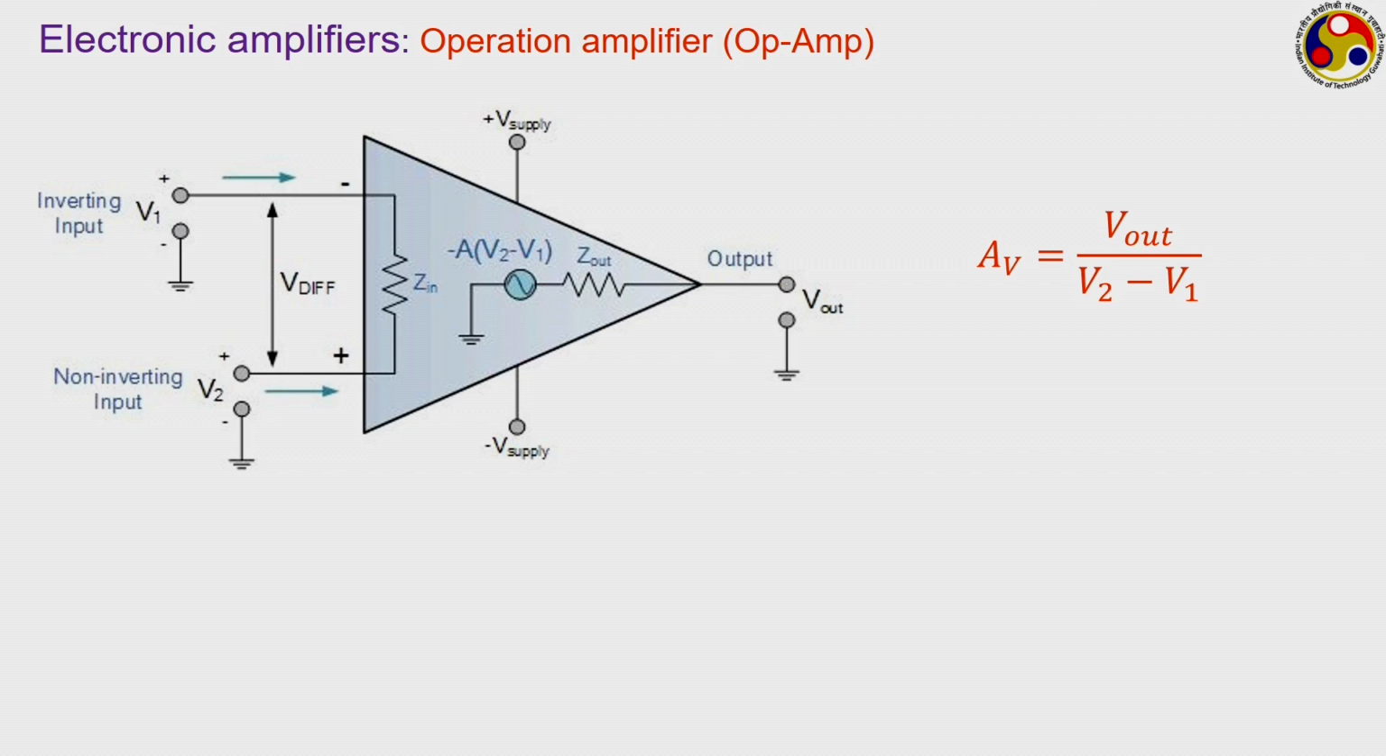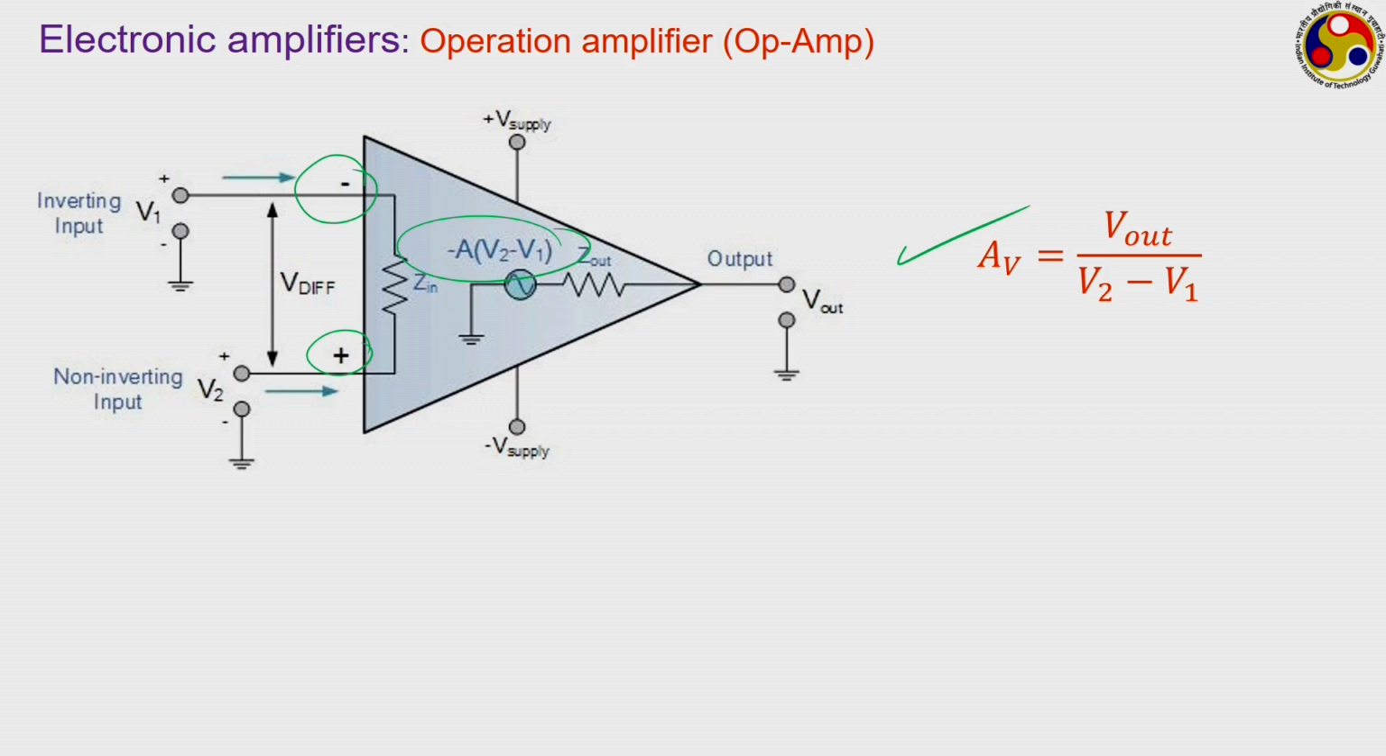amplifier you will find in electronic circuits, which is called the operational amplifier, or op amp in short. In an op amp we use two different inputs to get a differential output. So, one of the inputs, which is called non-inverting, is connected to the positive terminal, and the other, inverting, is connected to the negative terminal, so that the difference between these two voltages, that is V2 minus V1, is the one that gets amplified, and we get the gain like this: output voltage divided by V2 minus V1.